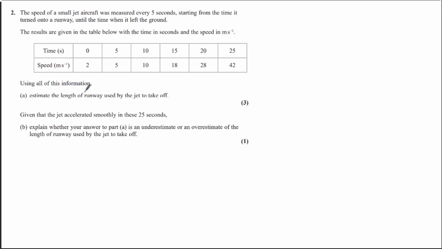Using all of this information, part A asks us to estimate the length of the runway used by the jet to take off. And this is a 3-mark question. So this question gives us a table which shows the different speeds, and here is where the error is, and it's one that's typically made by students at different points in time.